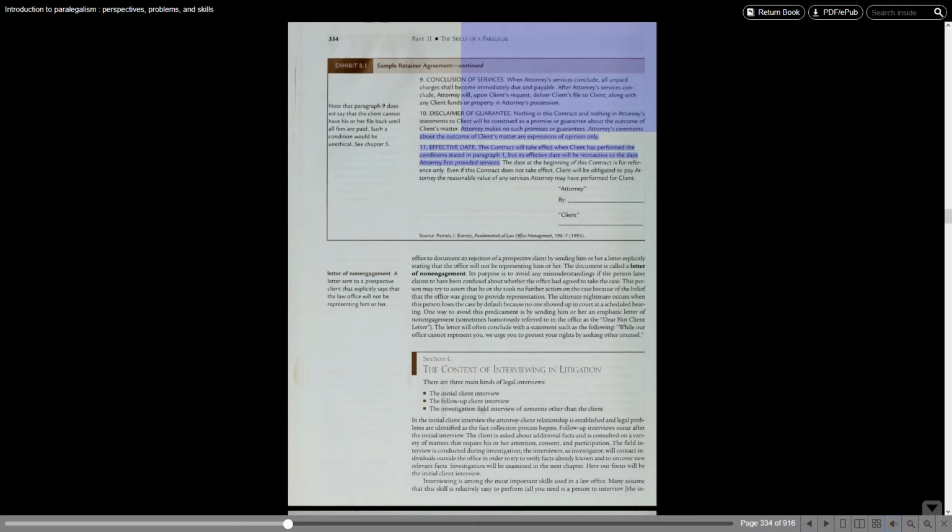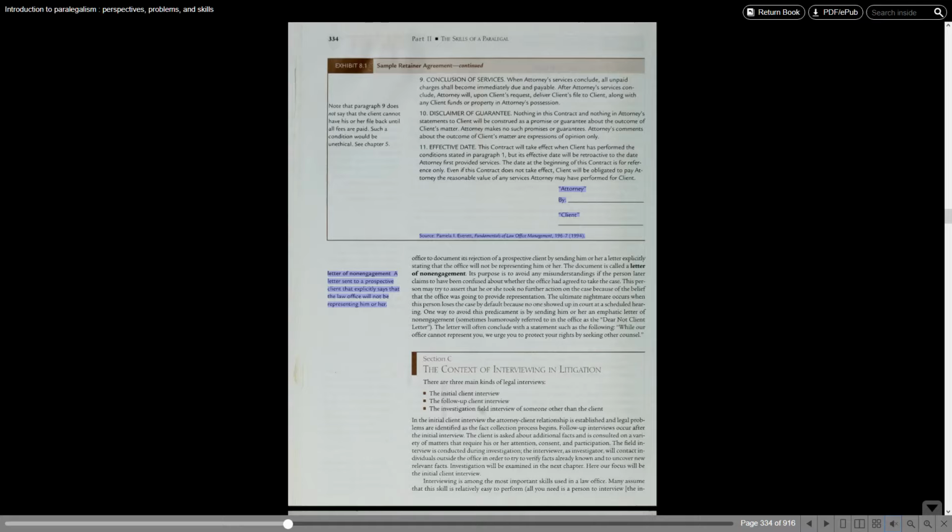11. Effective date. This contract will take effect when client has performed the conditions stated in paragraph 1, but its effective date will be retroactive to the date attorney first provided services. The date at the beginning of this contract is for reference only. Even if this contract does not take effect, client will be obligated to pay attorney the reasonable value of any services attorney may have performed for client. Source: Pamela Everett, Fundamentals of Law Office Management, 196-7, 1994.